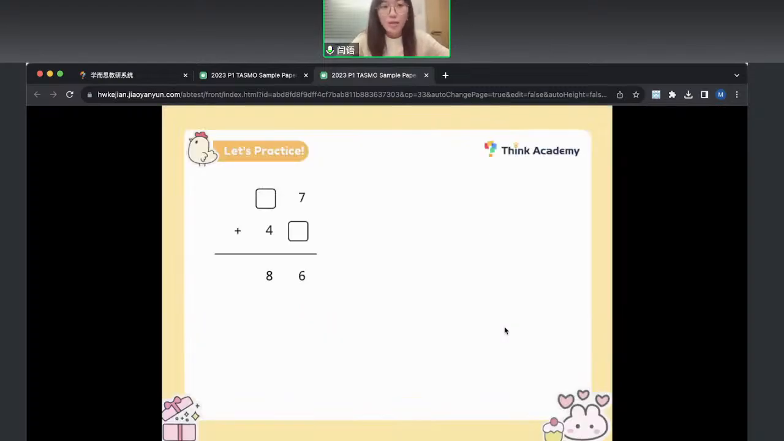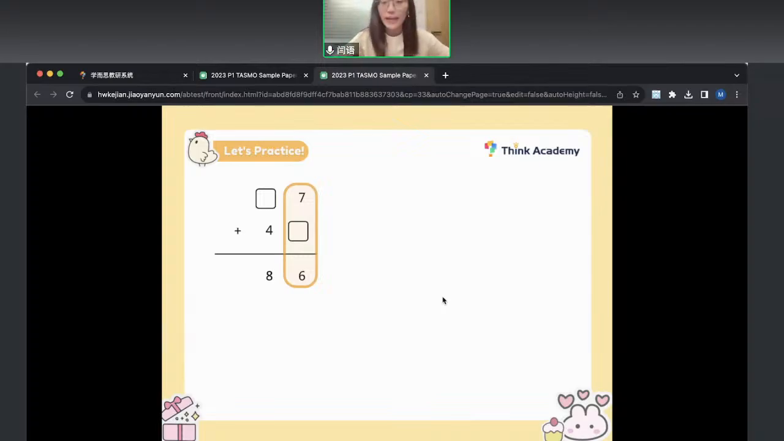Now, look, what about this one? Again, everyone, we start from the ones place. Could you please tell me what is the missing number in ones place? What is the missing number? Ones place. 7 plus something equals to 6. What is the missing number here? What is the missing number? Quickly.